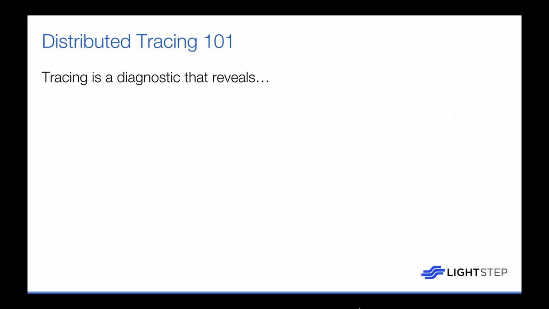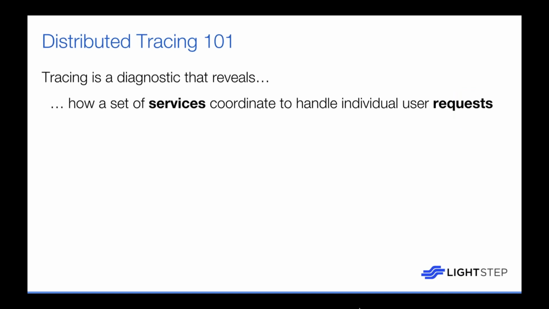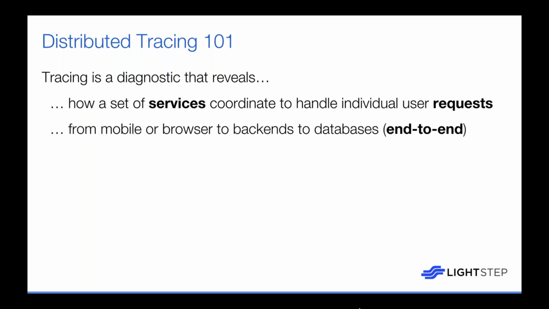So tracing is a diagnostic tool. It's going to reveal how a set of services coordinate to handle individual user requests. Usually it's going to do that by tracing the request as it goes from a mobile app or a browser to backends and maybe all the way to databases. That is, it's going to be an end-to-end trace.